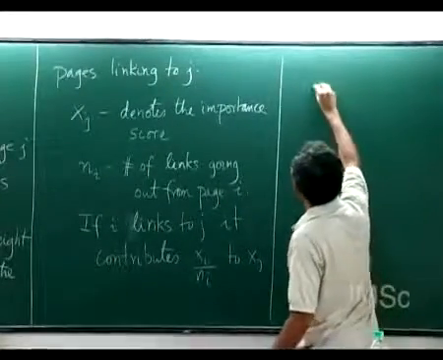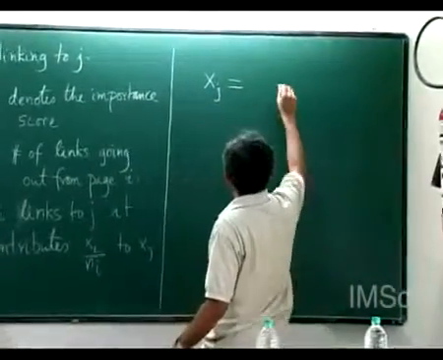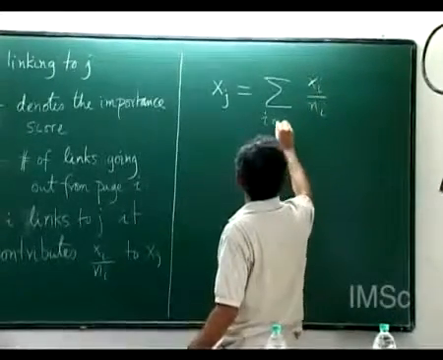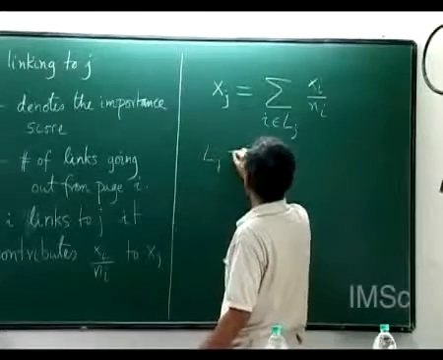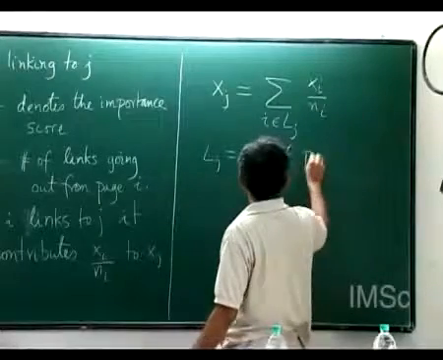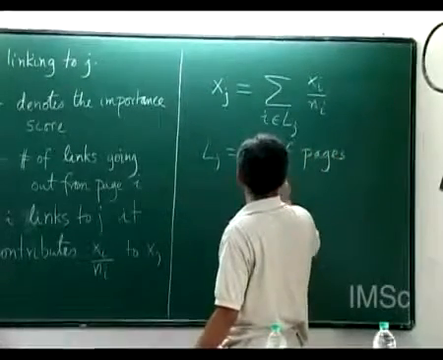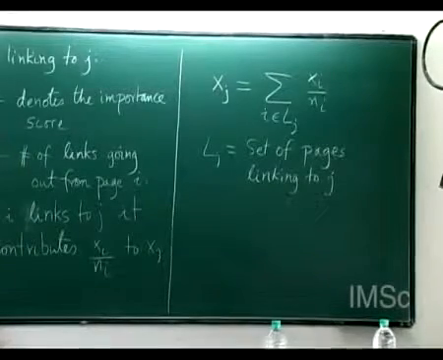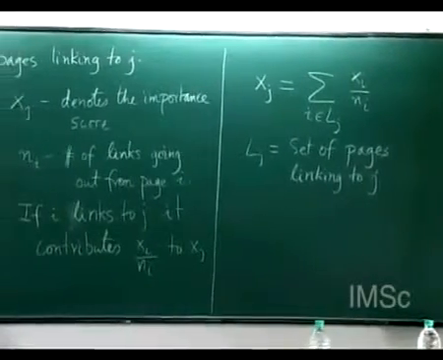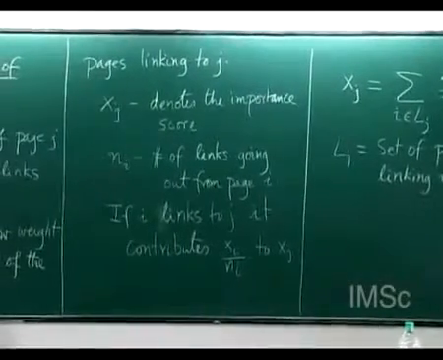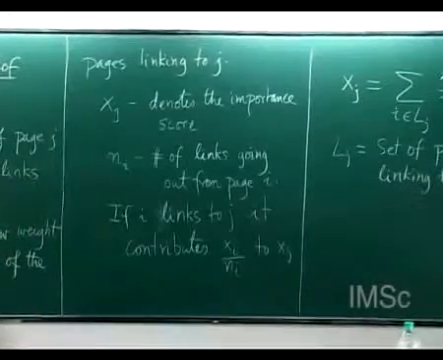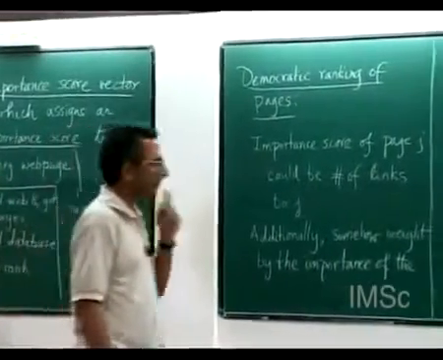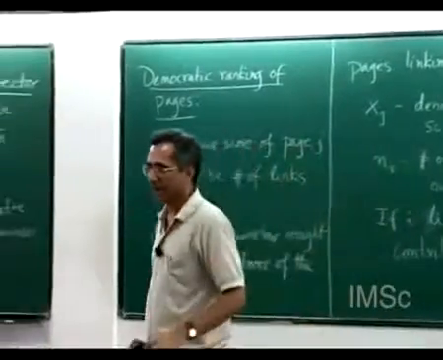So what does that mean? So what is xj then? xj can be therefore written as the sum of all xi divided by ni, where i belongs to Lj. What is Lj? Lj is the set of pages linking to j. So it's a circular definition in the sense that both left and right hand sides depend on this unknown quantity which we want to figure out. But these are the numbers that we want. We have to make sense out of these numbers and see if we can compute them efficiently.